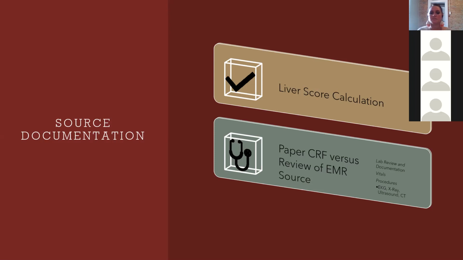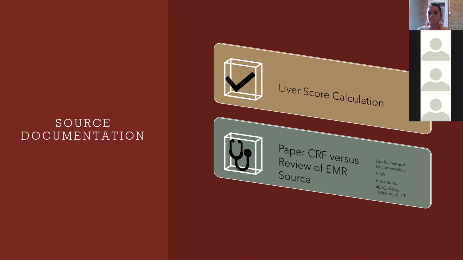So, paper CRF versus review of EMR source. If I do have access to your EMR source, I can review labs and things like that there to get the actual result and verify what you entered into REDCap. However, I have to see that the PI reviewed it, like I said, as close to real time as possible. So instead of filling out the paper CRF for the vitals, for the labs, for all of the procedures, you can say see attached EMR documentation and then have those printed out.